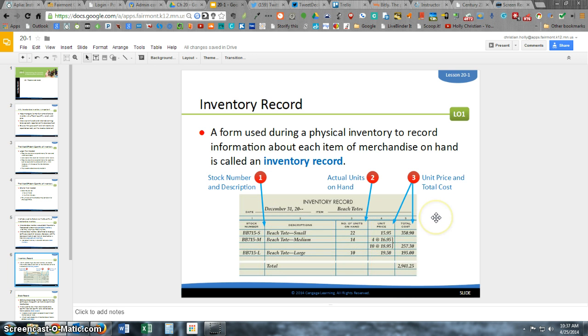unit price. Typically, the unit price is what we had to pay for them to get them to the store, not necessarily what we're going to sell them for. So if I wanted to know the value of the inventory of beach totes, according to this slide, my value is $2,941.25. That's what I physically have on the floor or in inventory of my beach totes.